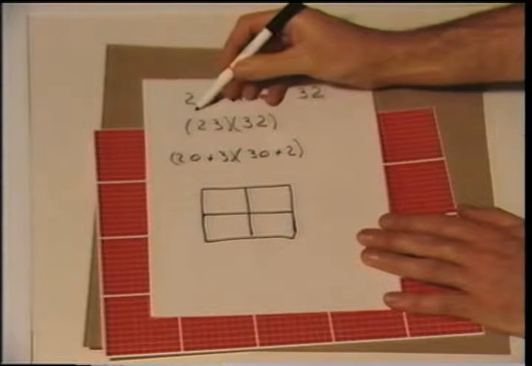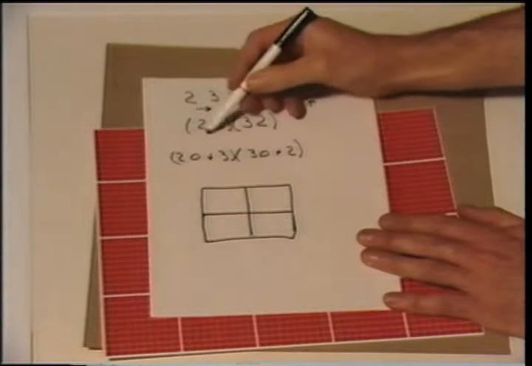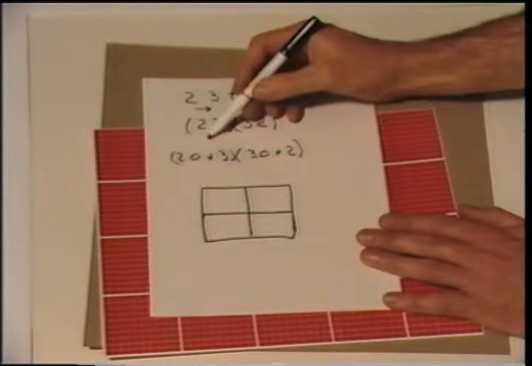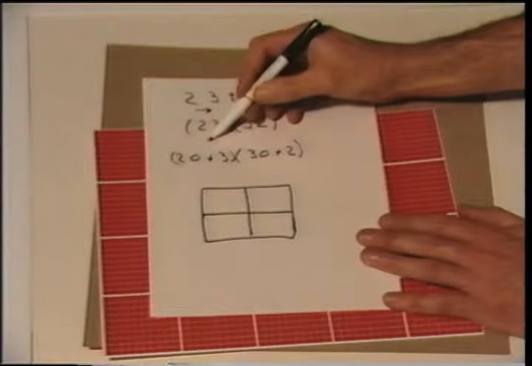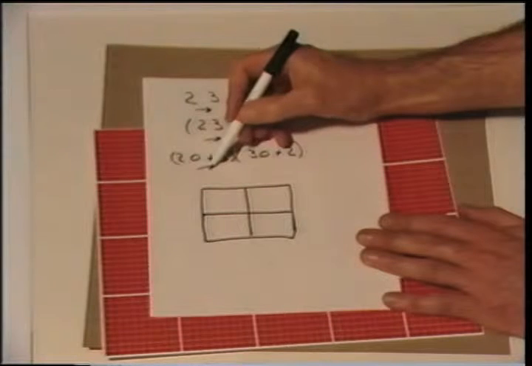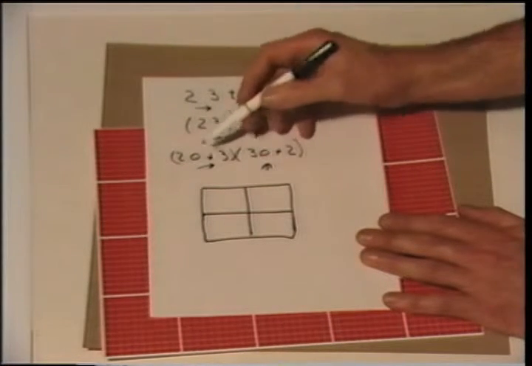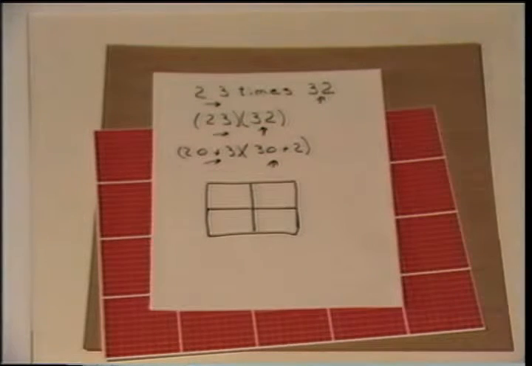23 times 32 means we're given the factors 23 over, 32 up. We could call factors also dimensions, the dimension over, the dimension up. We could also call it distance, distance over, distance up. And here we wrote our shorthand into longhand.